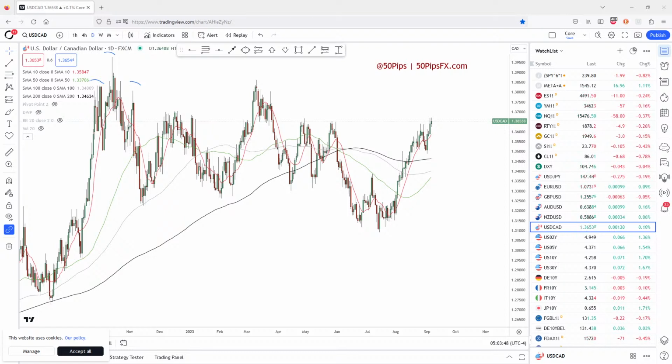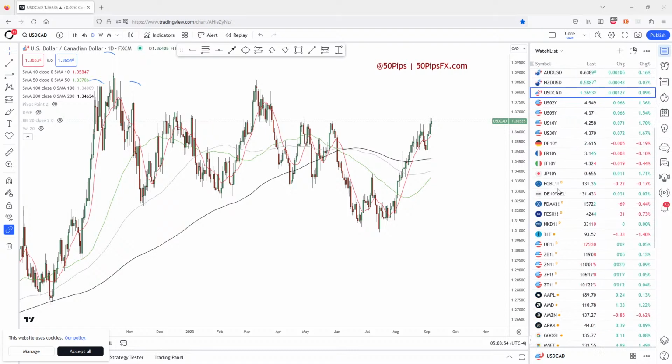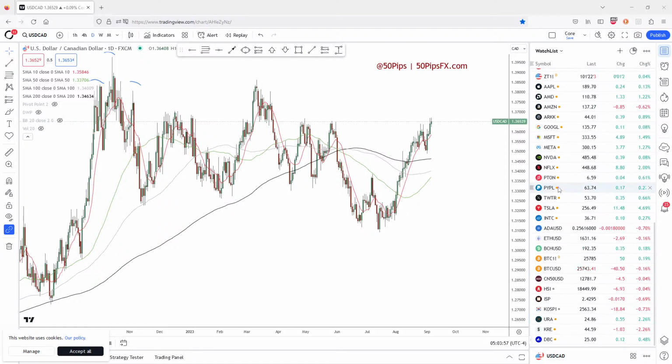Any comments, any questions, anything anybody wants to look at, anything anybody wants to discuss? Trying to see if there's any other interesting chart out there.